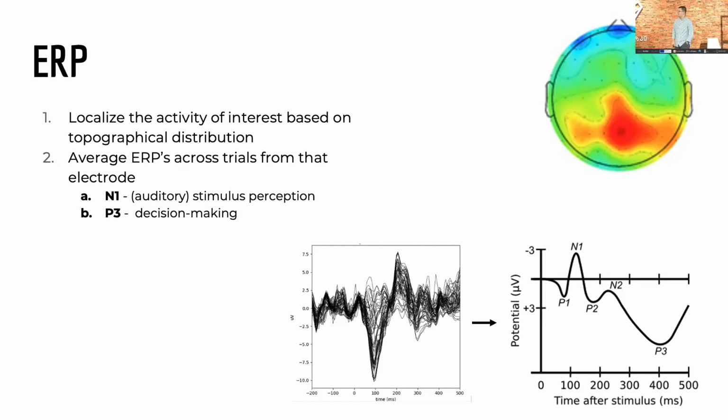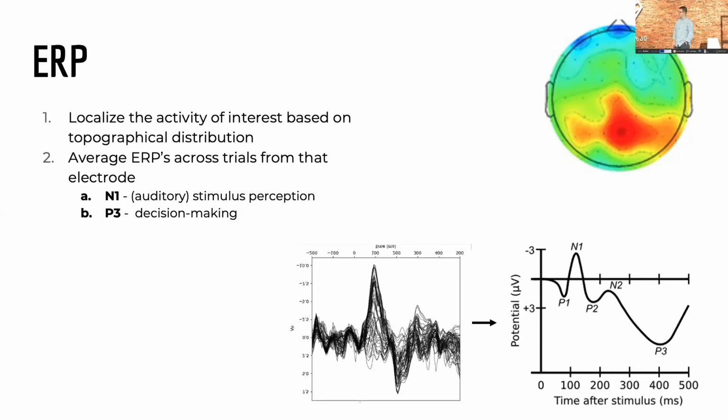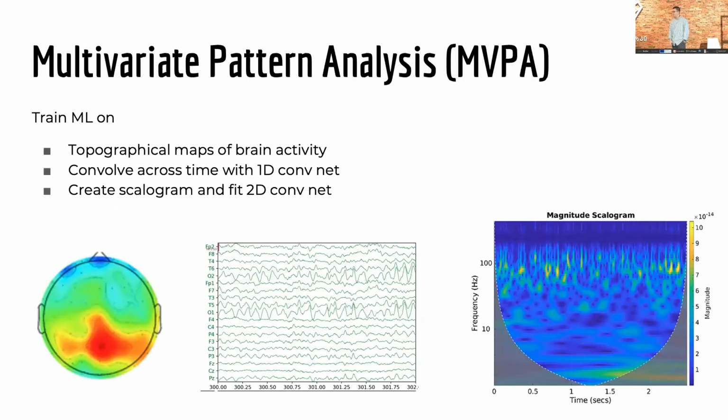Now it gets to something more interesting, multivariate pattern analysis, or MVPA. You could train machine learning models on this data, and there are many approaches to pre-process your data so you can feed it into machine learning models. The first approach is that you take the topographical maps that I showed previously and feed them into a machine learning model.